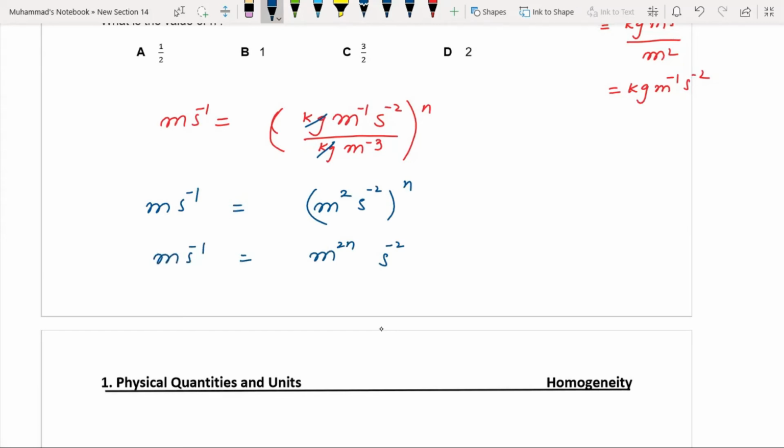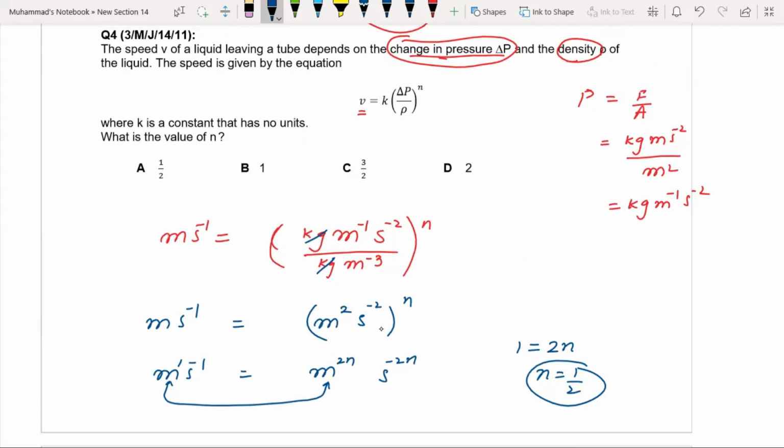So now you have to compare powers of some variable, same, so you can compare powers of m. On the left hand side, you have power 1, so 1 is equal to the power on the right hand side, so n is 1 by 2. And you can check that if you want to find the power from s, this is minus 2n, so minus 2n is equal to minus 1, so from the power of s, n is 1 by 2. Okay, so fourth answer is A.